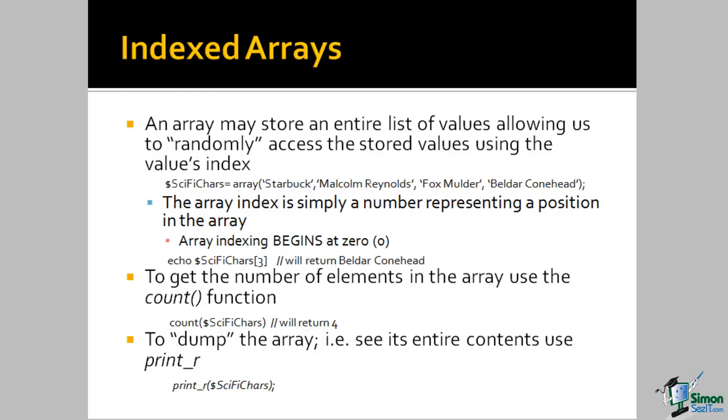So how do we know what's in the array? How many elements? Well, we just ask the array. We have a function called count, and we pass it the name of the array variable, and it will return to us the number of elements in the array. Now, oftentimes when we're debugging, we want to see what's in the array. The print_r function will just simply dump everything that's in the array.